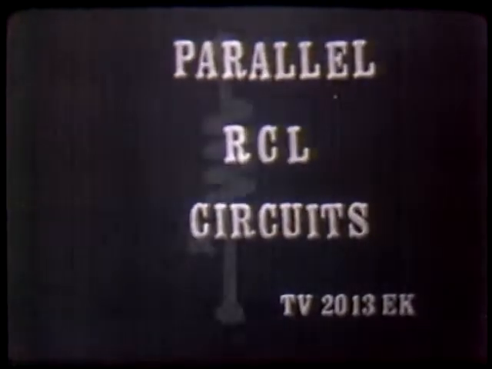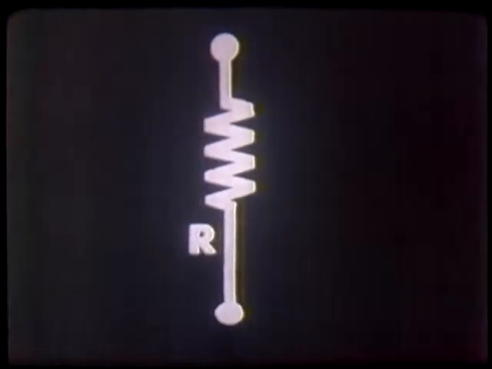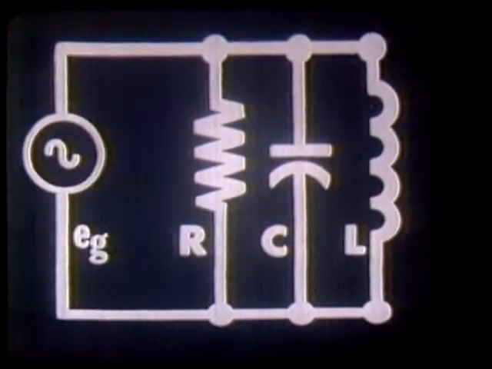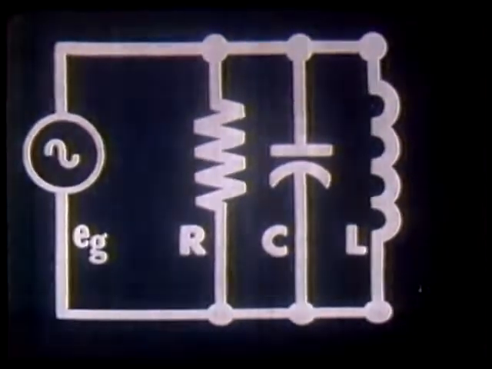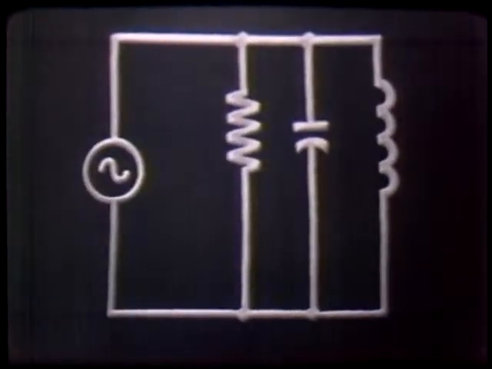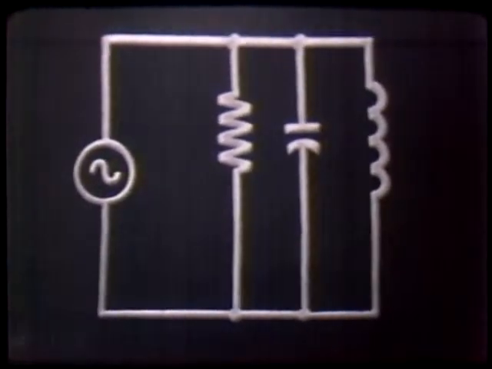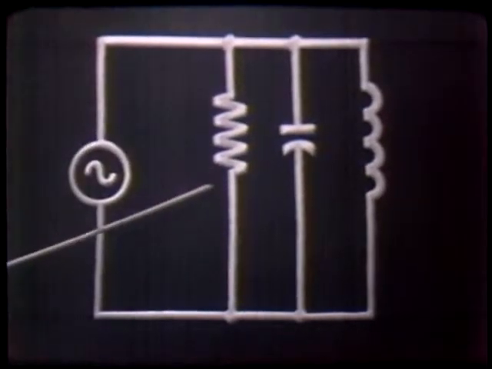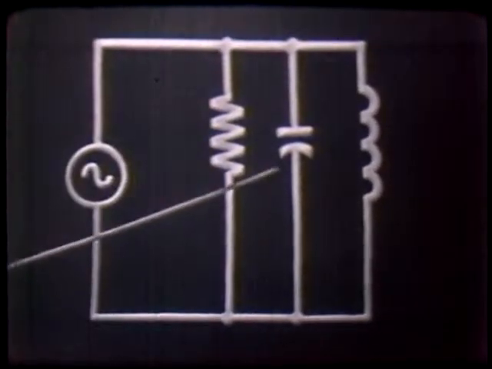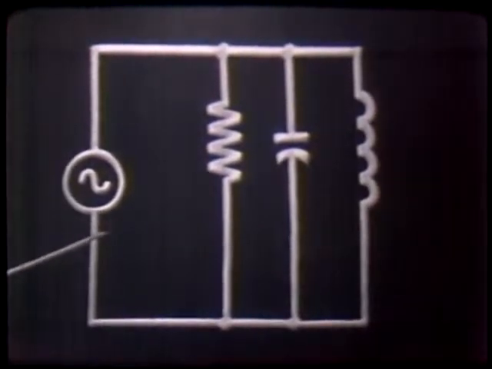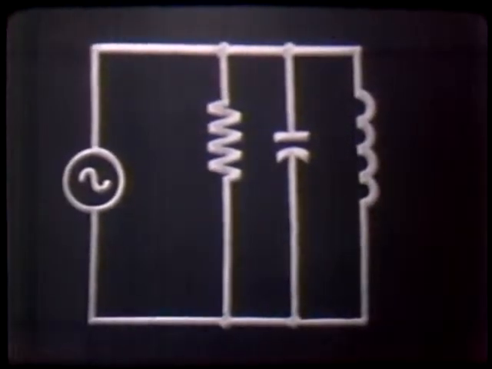RCL circuits. As the title implies, we could take a resistor, a capacitor, and an inductor in parallel across a voltage source. Here we have a parallel RCL circuit indeed. Following the rules for any parallel circuit, we know that the voltage across each component is the same as the source voltage. The resistor voltage, the capacitor voltage, and the inductor voltage would be the same as the source voltage because we do have a parallel circuit here.